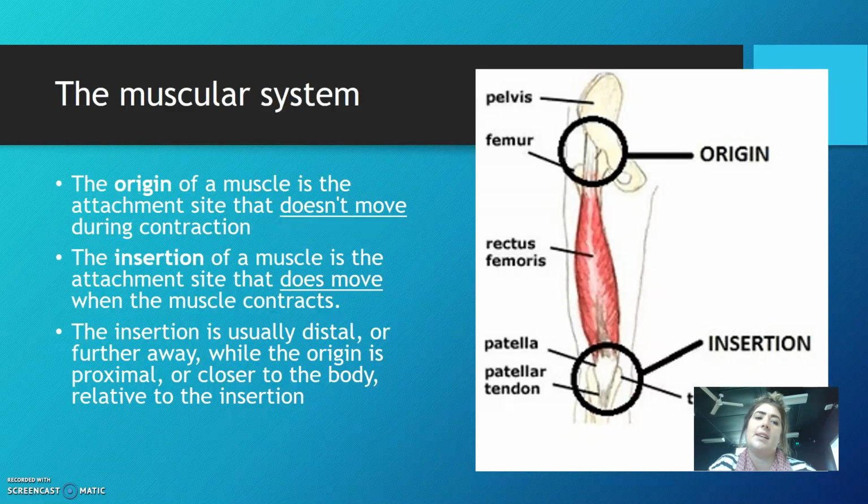Each muscle has an origin point and an insertion point. So in the image we have your quadricep muscle. You can see that the origin point is up in the pelvis. That's the part of the muscle that does not move during the contraction. Down the bottom here, you can see this is where the muscle is inserted, which is down near your tibia and your patella. So that's the point where the muscle does contract during a contraction.